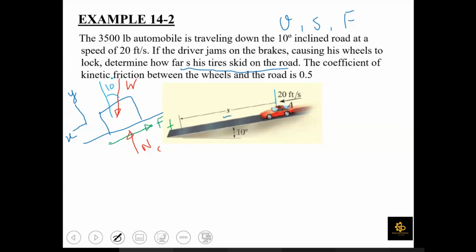Okay, so let us say this is my position 1, where brakes are applied, and this is my position 2, where the car stops after covering a distance of s on this inclined road. So position 1 is the position where this car is traveling at 20 feet per second and the brakes are being applied. Position 2 is a position where this car stops on this inclined road. Okay, one more thing which I shared with you yesterday: the work energy principle, since work is a scalar quantity and energy is a scalar quantity, when you apply this work energy principle, it is not going to be applied along some axis with reference to some coordinate system.